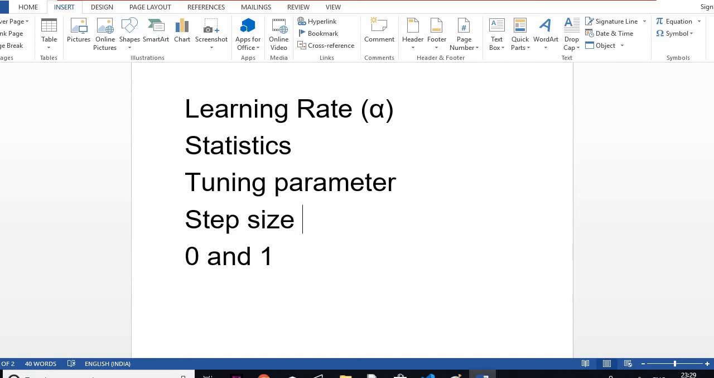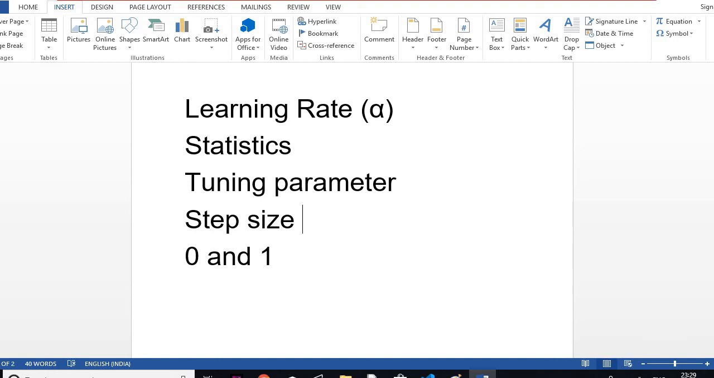If alpha is very low, for example 0.01 or 0.001, the training of the machine learning model progresses very, very slowly. If alpha is very high, then it can cause undesirable behavior in the cost function. We cannot minimize the cost function if we put alpha very high.